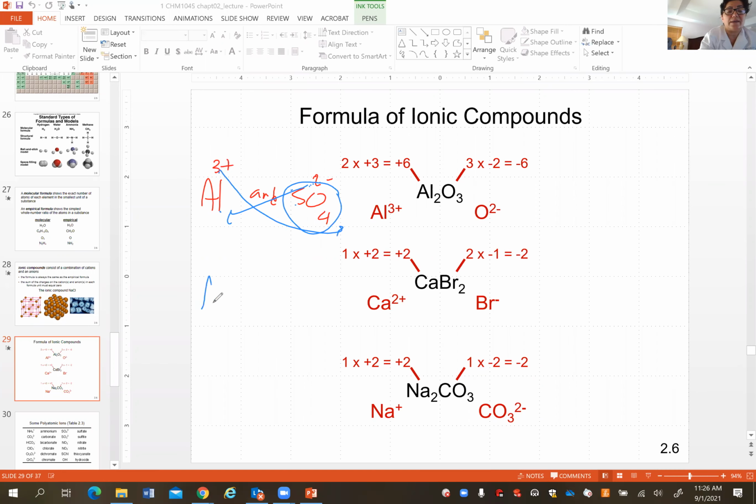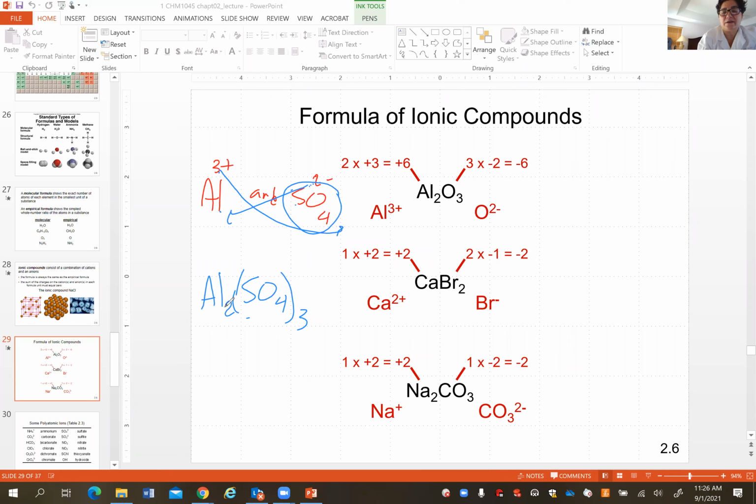So when you are writing, it's going to be Al2. And then when you write the SO4, if you are using more than one SO4, you cannot say SO4 and then 3. What does this mean? It means that you have like 12 oxygens only, and no sulfur is 1. So you have to put the polyatomic ion in parentheses if you are using more than one polyatomic ion.